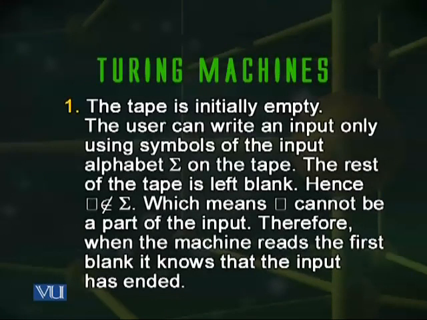The tape is initially empty. The user can write an input only using the symbols of the input alphabet sigma on the tape. The rest of the tape is left blank. Hence, blank is not allowed to be in sigma. The user is not allowed to write a blank. He or she can use any symbol in the input alphabet and write it on consecutive cells of the tape, and the rest of the tape cells are left blank.